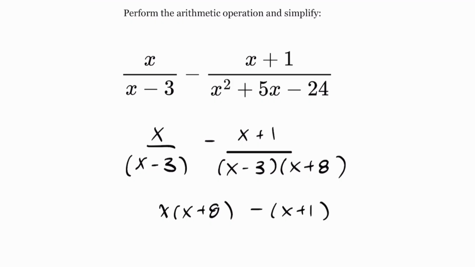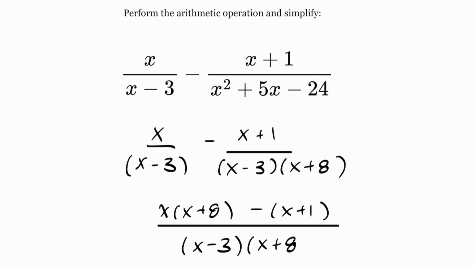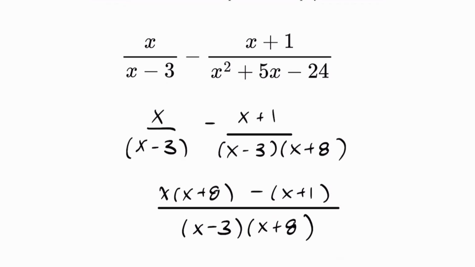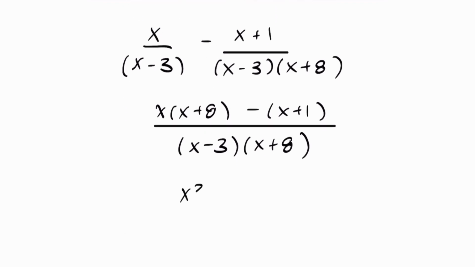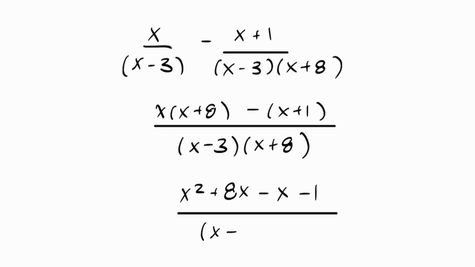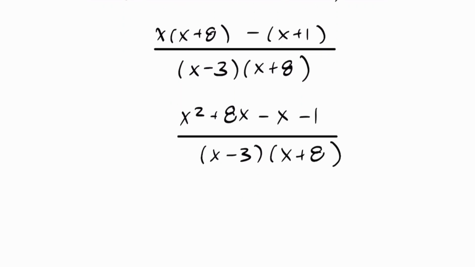Now notice that I've put the x plus 1 in the second term in parentheses. Why? A lot of students make mistakes and don't distribute that negative, and they just do minus x plus 1. You really have to distribute that negative over the entire x plus 1 term. We therefore obtain x squared plus 8x minus 1. And then we rewrite the denominator as is. All right, now we group like terms and we obtain x squared plus 7x minus 1.